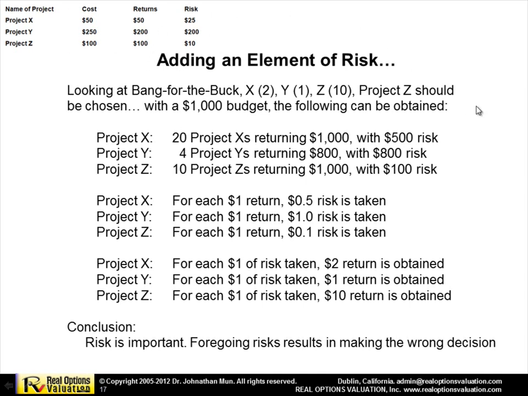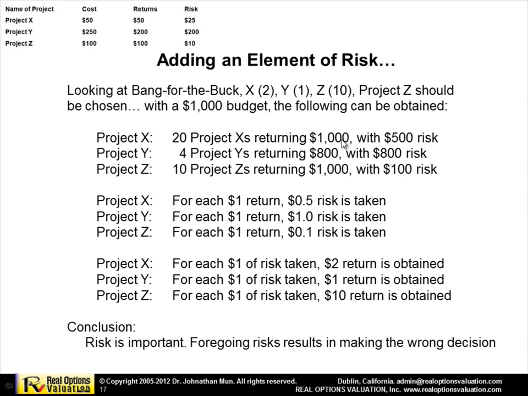Let's assume that these things are replicable and extendable. You can replicate multiple projects. Let's say your budget is $1,000 million, or $1 billion. I can buy 20 project X's because each project X costs $50 million. With $1,000 million, you can buy 20 X projects, 4 project Y's, and 10 project Z's. That's what we're doing here. Then you just multiply to get the total returns, very basic and cumulative.